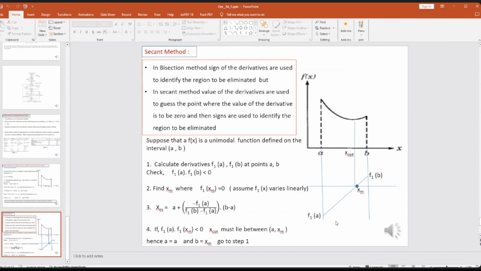Now what is the advantage? In the case of bisection, it was possible to eliminate 50% of the region, taking xm as the midpoint for checking. But now here we have checked an xm which is very close to the actual optima. So more of the region can be eliminated in one iteration. This is called the secant method. Once you get xm, the process is the same as the bisection method: you have to compare and you have to eliminate.